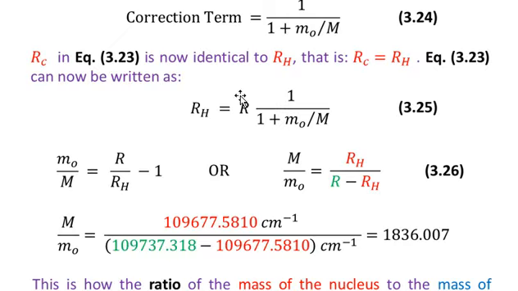So it means that this RH on the left hand side is the value obtained after correction, or the value given by the Balmer series formula, the empirical value proposed by Balmer. And this R is the value obtained by Bohr, and the correction due to the motion of the nucleus was incorporated in equation number 3.23.